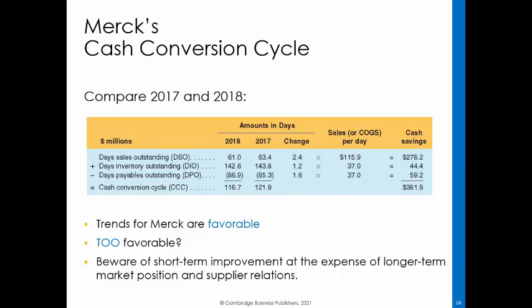Although these trends for Merck are favorable, we must investigate whether they are too favorable. Companies can generate cash by restricting credit policies, by reducing the depth and breadth of their product offerings, and by delaying payment to suppliers. All these actions can generate a short-term inflow of cash at a longer-term cost of market position and supplier relations if not managed properly.